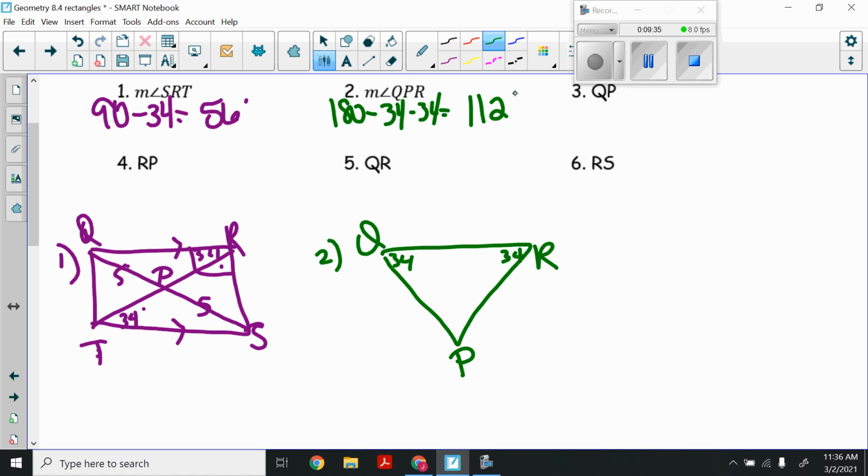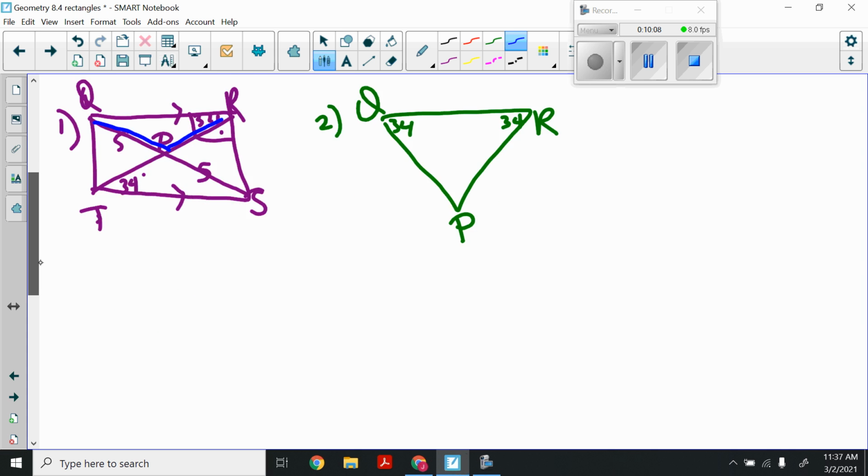Number 3 says find QP. Well, we found QP on number 1, right? They told me that the entire diagonal was 10. QP is part of that diagonal, and I know that they got bisected, so it's 5. Number 4 says RP. Well, again, RP is part of my diagonal. So again, part number 1, I found that. That's also 5. Number 5, find QR.